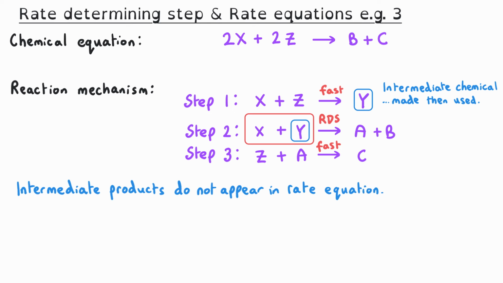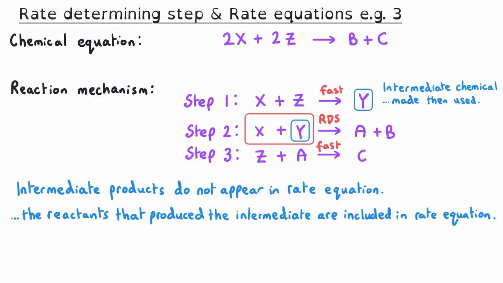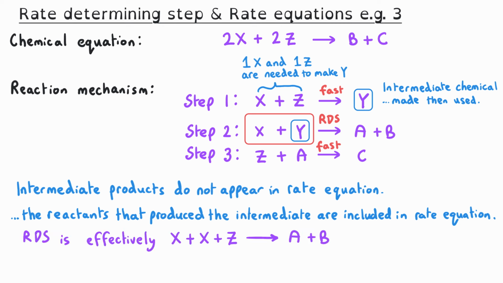And since it is not possible to monitor the concentration of intermediate products accurately, they do not appear in the rate equation. Instead, the rate equation includes molecules from previous steps that are responsible for making the intermediate product. And so in step 1, X plus Z react together to produce Y. And so therefore, one X and one Z are needed to make Y, and so they can be considered to be equivalent to Y, and so the rate determining step is effectively saying 2X plus Z are the reactants.